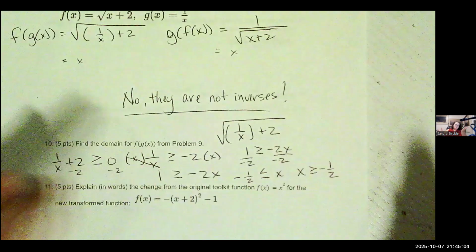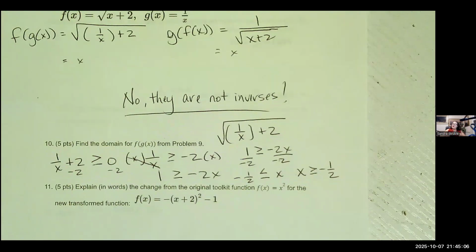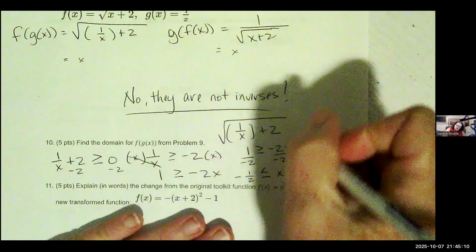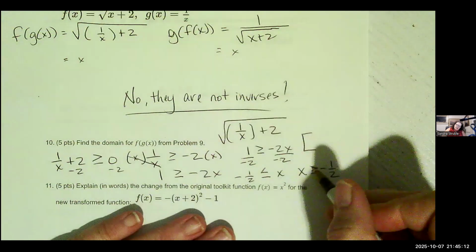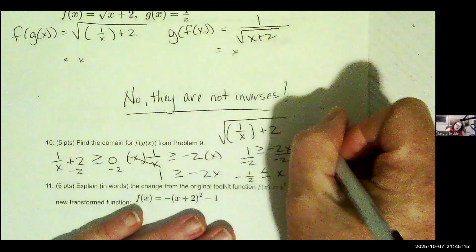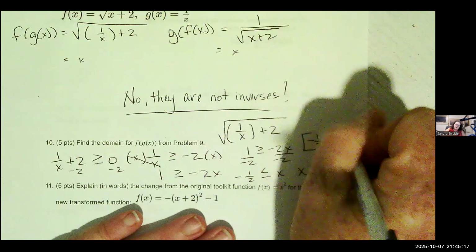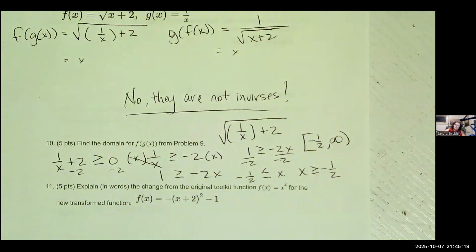Again, it's a terminating decimal, so I'm totally cool with 0.5. All right, but we need to know what the domain is. The domain needs to be greater than or equal to negative 1/2. So negative 1/2 to positive infinity. And that works. That's your domain for that problem.